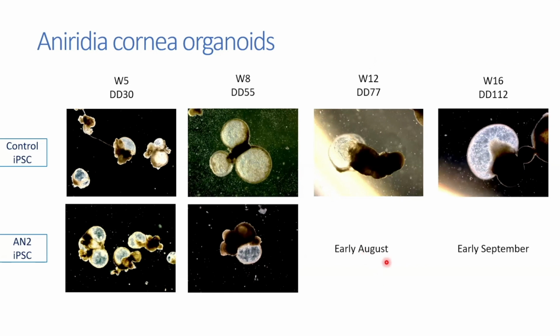So I will pick the 3-month around early August, so in a couple of weeks. And then the last time point, the 4-month-old organoids, I will pick early September if all goes well. So this is ongoing, and I'm very excited to really now go deep and analyze these organoids.